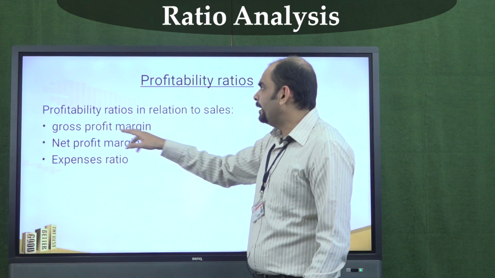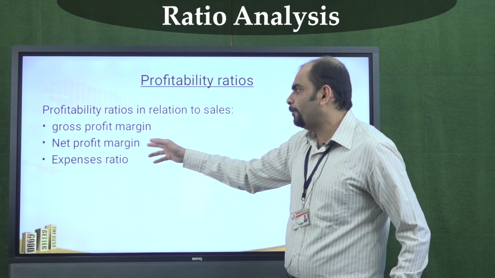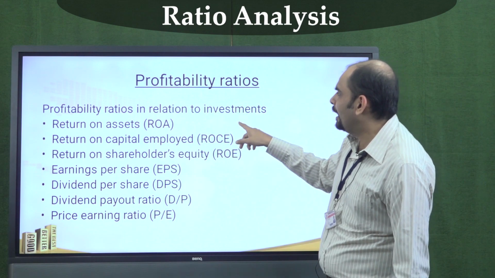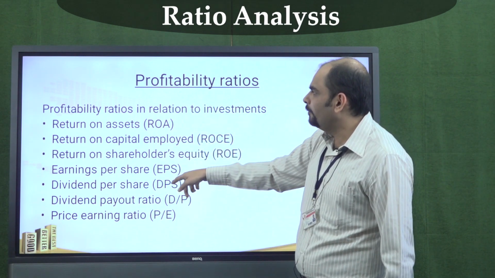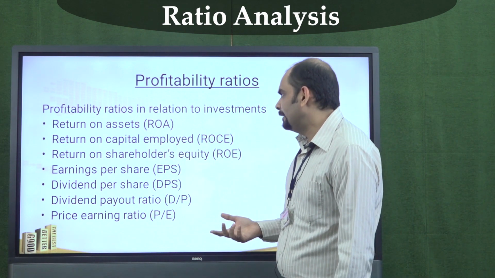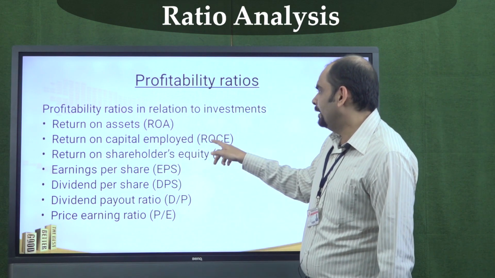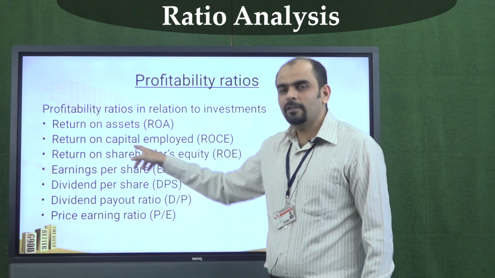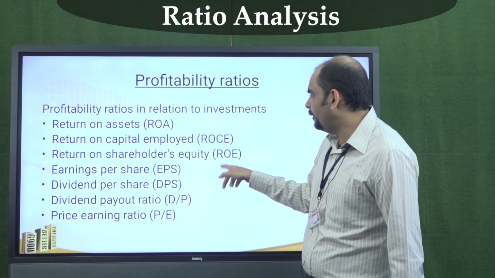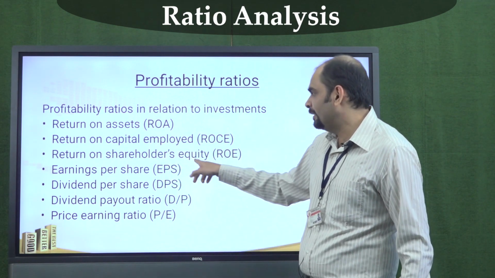So for profitability ratios comparing to the sales, we have gross profit ratio, net profit ratio, or expense ratio. Profitability ratios in relation to investments: return on investment, how much return you get on the assets, return on asset, then return on capital employed, that is ROCE. All the funds that you put into the business is capital employed. Return on shareholders' equity, only considering the equity shareholders' funds.